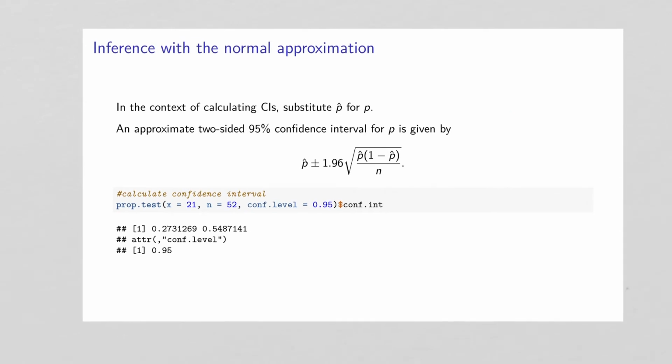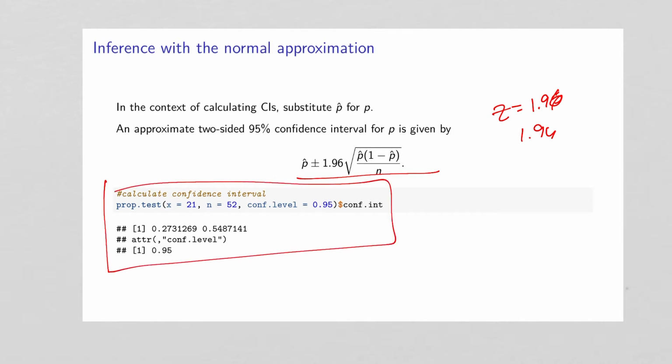In the context of calculating confidence intervals, substitute p hat for p, and so the two-sided 95% confidence interval for p is given by this. And remember 1.96, the z critical value for 95% is 1.96. That should really stick with you guys, right? And you can do this in R, and it'll do it for you.